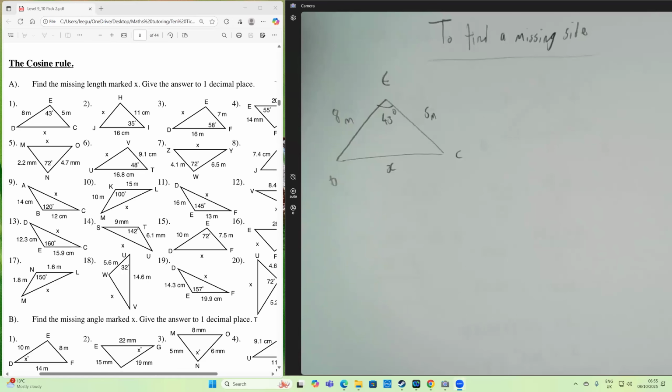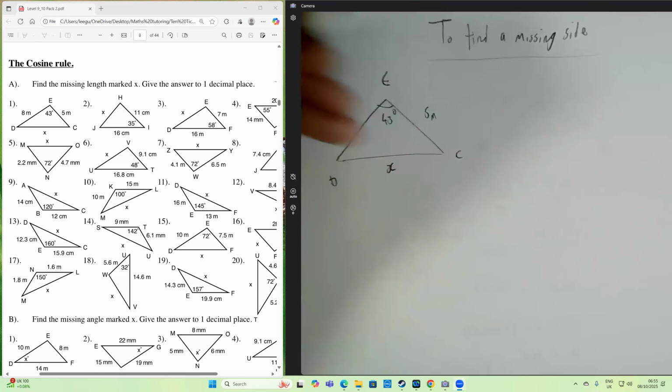Hello everyone, in this video we are looking at the cosine rule, an introduction to the cosine rule, and how to find a missing side and a missing angle. So first of all, let's have a look at how to find a missing side. We should write out the cosine rule.